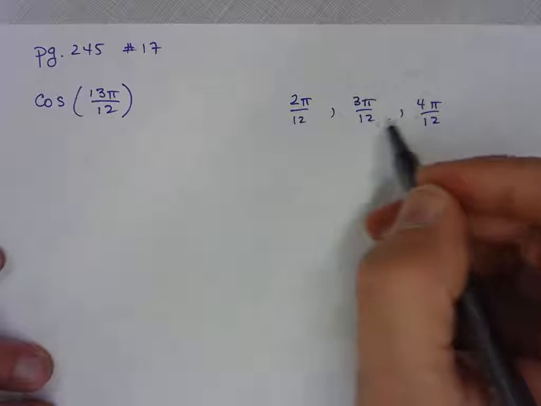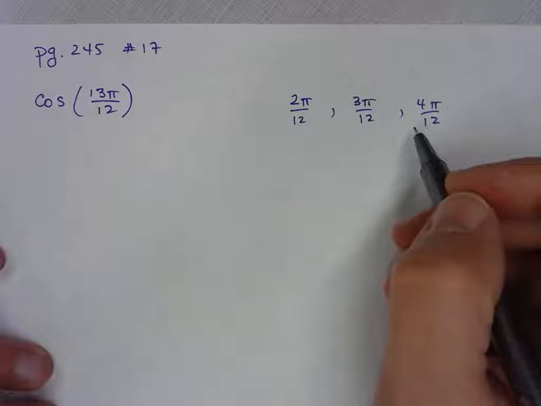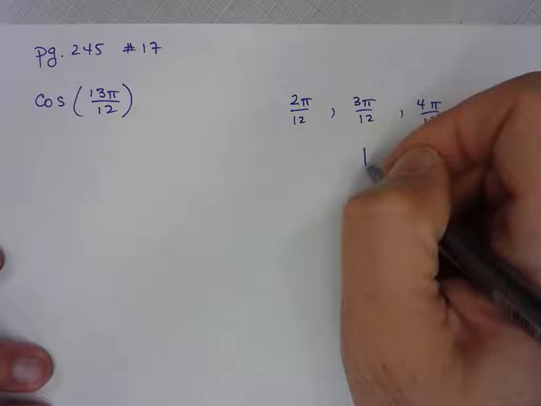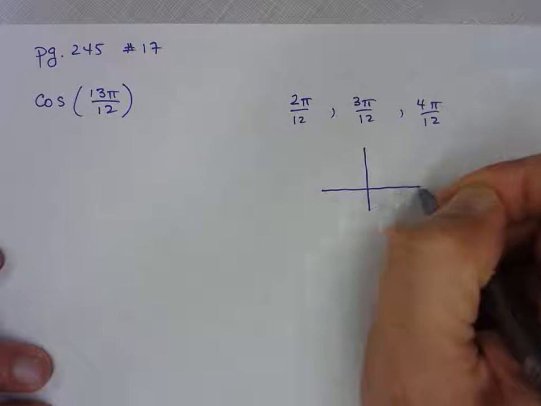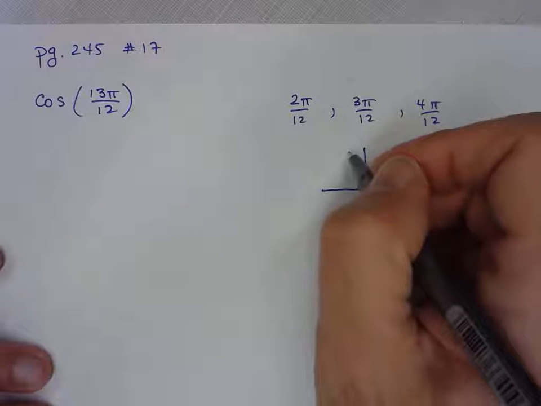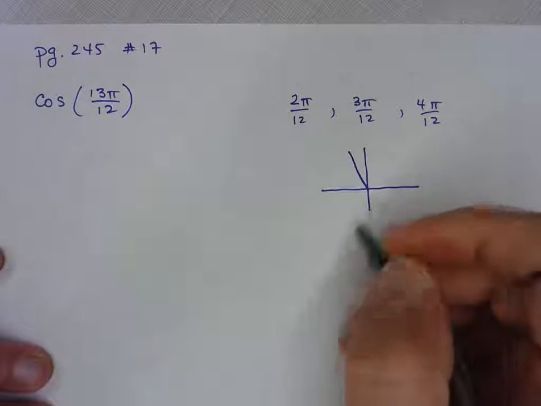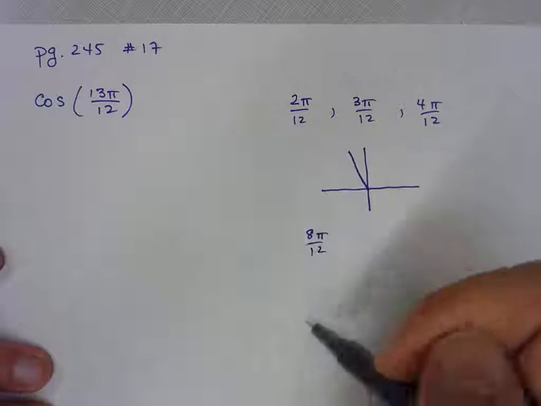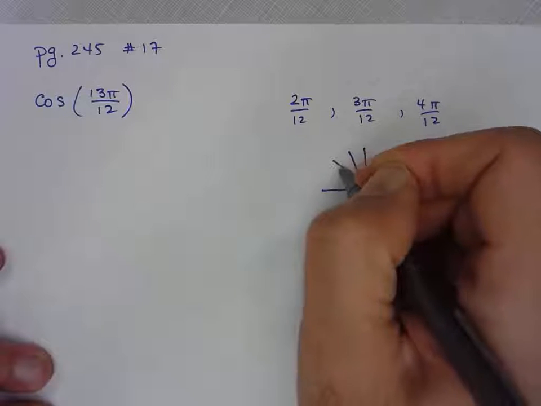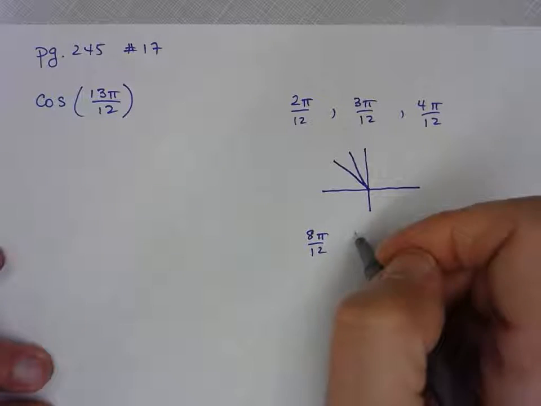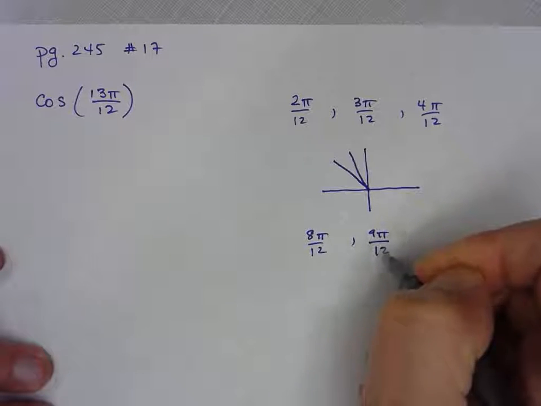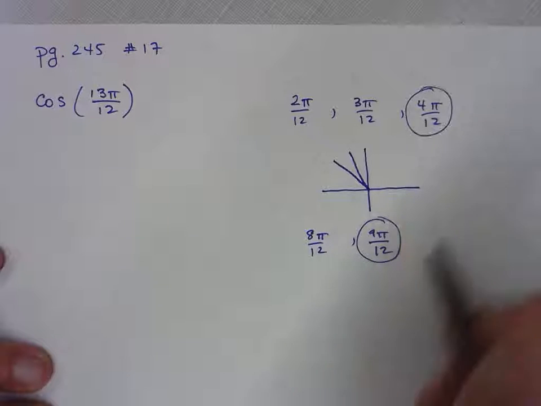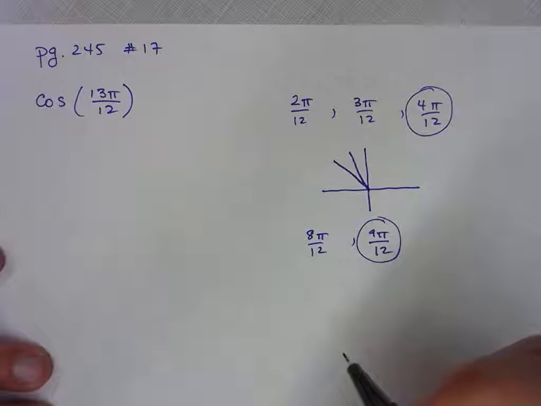Okay, and I see here that no combination of any two of these will get me to 13 pi over 12. So that means we're going to have to go beyond the first quadrant. If I go to the second quadrant, well, I can go to 2 pi over 3, which is 8 pi over 12. Still no combination that's going to work. So let me go now to 3 pi over 4, which I'm going to write as 9 pi over 12. And here finally I see a combination that's going to work. 9 pi over 12 plus 4 pi over 12 gives me 13 pi over 12.